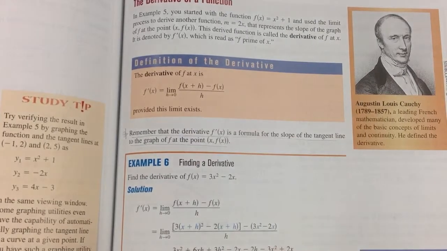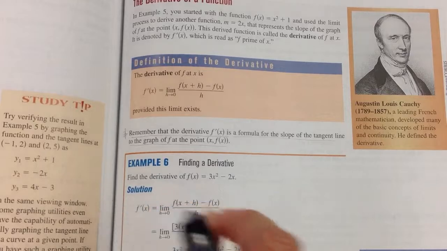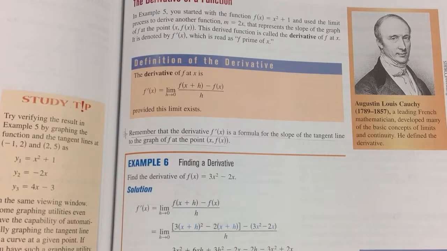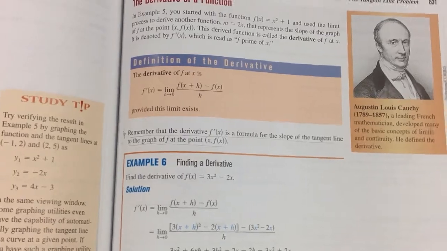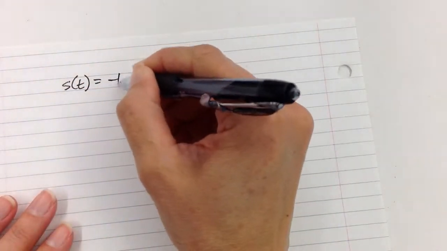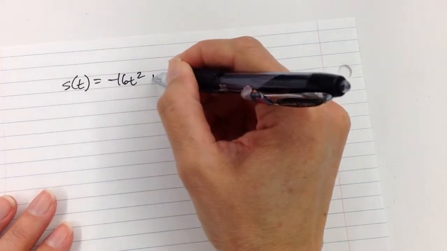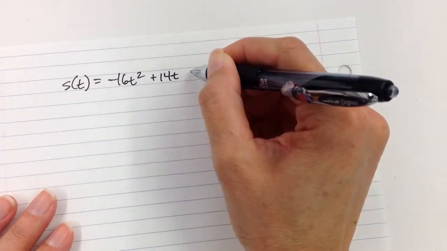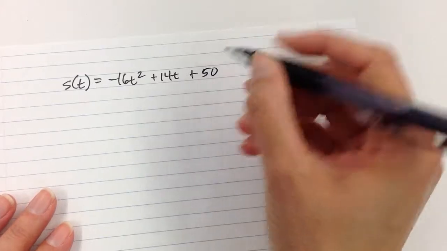And actually, you take derivatives in physics. Because when you do acceleration, velocity, position, you're taking the derivatives of those. How did they find those? Do you know those three functions are all related? Yeah. If you have the position function, right? So you have your position function, some s of t. Let's just say it's like negative 16t squared plus 14t plus 50 or something like that, right?